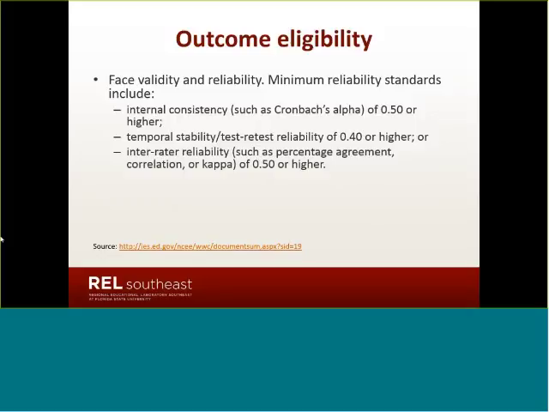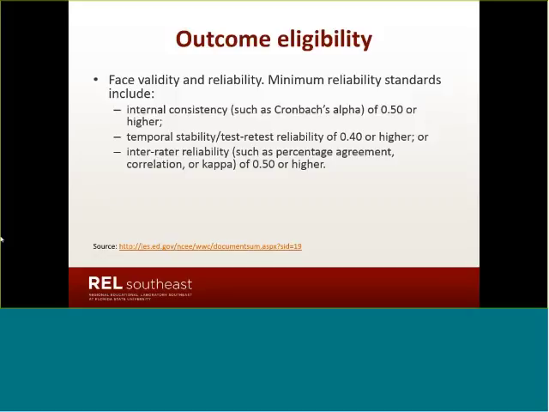The clearinghouse requires at least one measure of reliability, either internal consistency, temporal stability of test and retest reliability, or inter-rater reliability. And of course, for some outcomes, some of these reliability measures apply and others don't.